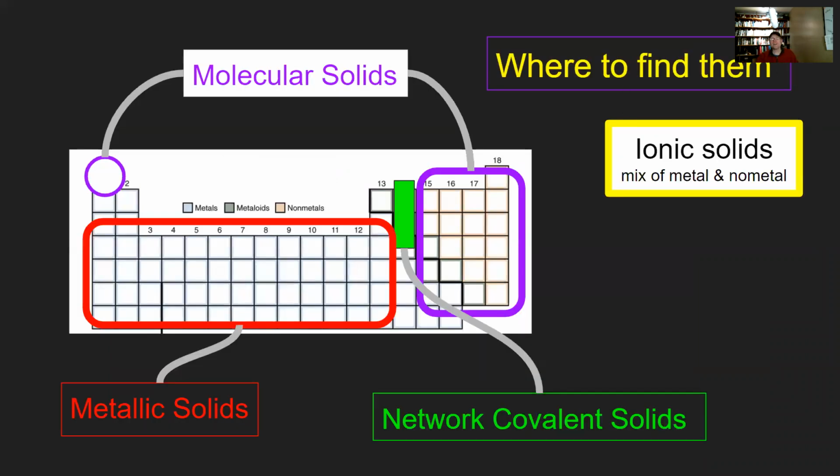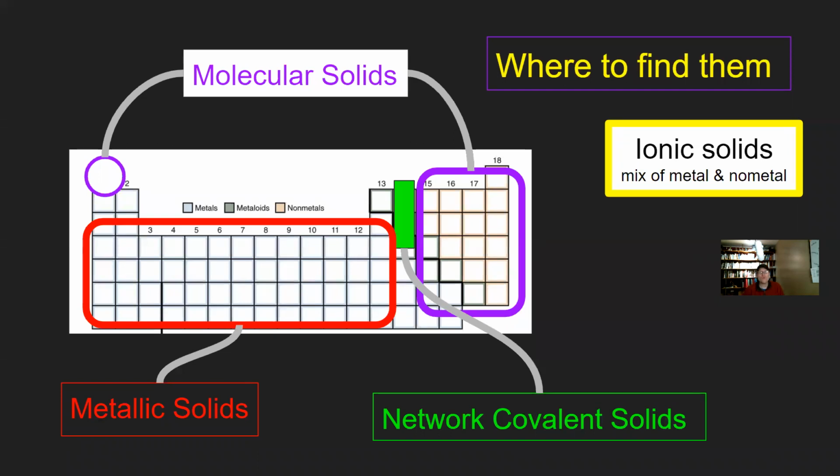Where are you going to find them on the periodic table, or if you're trying to figure out which ones are doing what? Metals are the easy ones. Metals are metals. If you know where the metals are on the periodic table, they will be metallic solids. Also, alloys will form metallic solids as well.